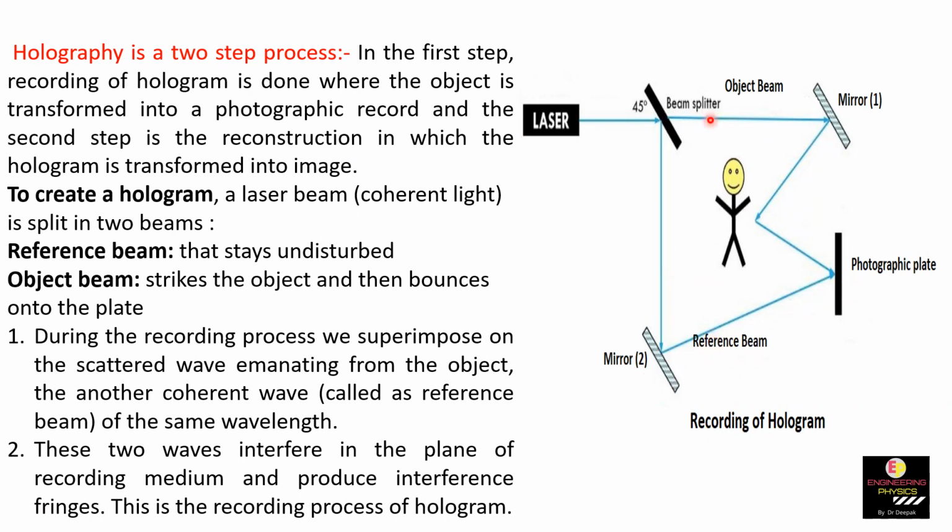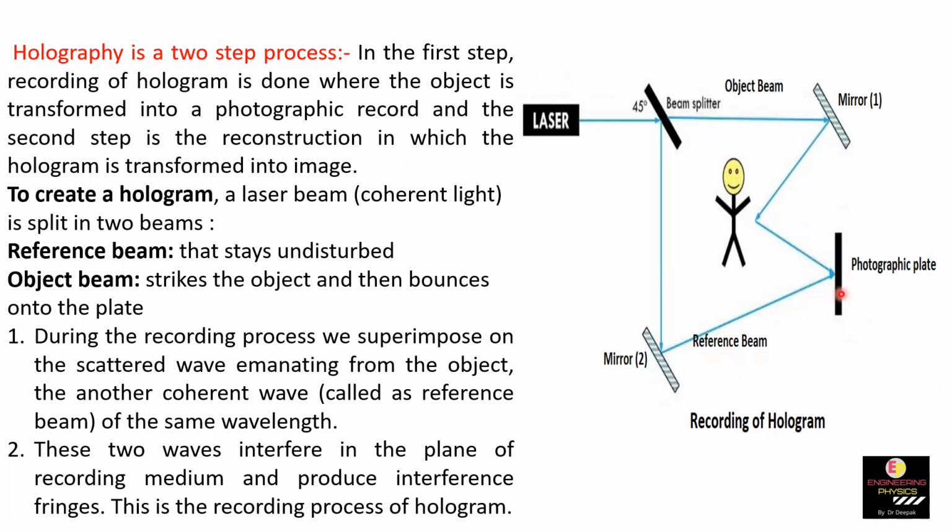And the second beam, that is called the object beam, falls on the mirror. After the reflection, it falls on the object and illuminates the object. And the light ray reflecting from the object falls on the photographic plate, and the two waves meet on the photographic plate.